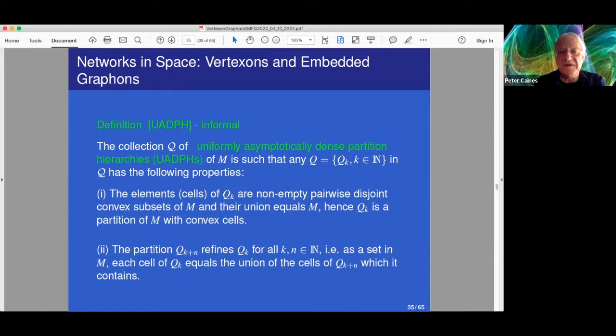So for each K, the cells are required to be convex subsets of M, and QK itself is a partition of M. So that's just a partition with convex cells. As we increase the index, then we're going to be refining. So notice as the indices go up, we're refining, so the cell size is going to be going down. That's our second requirement, which is quite straightforward.